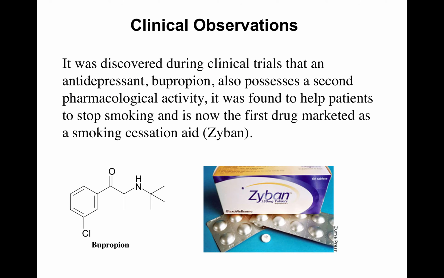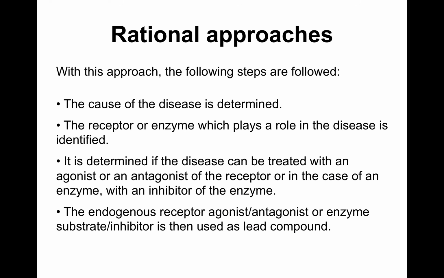Another example is the antidepressant bupropion. It also possesses a second pharmacological activity. It was found to help patients to stop smoking and is now the first drug marketed as a smoking cessation aid. And we've all heard about Zyban, which is actually quite effective as a smoking cessation aid. So again, in this case, a secondary pharmacological activity was identified, and this led to the lead compound, and that lead compound was then developed into Zyban, in this case as a smoking cessation aid. So you can also use clinical observations to identify new lead compounds that can be developed into new drugs.